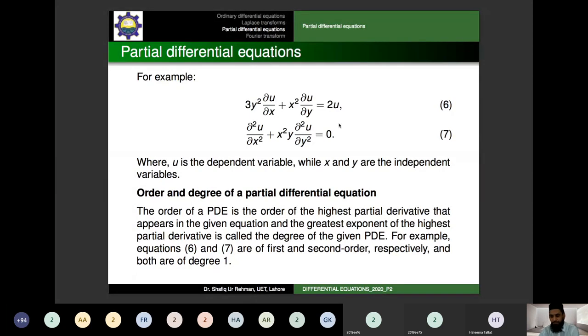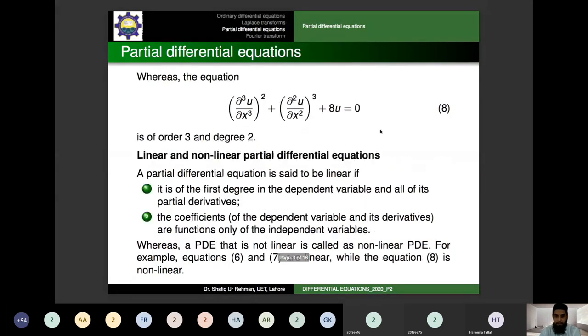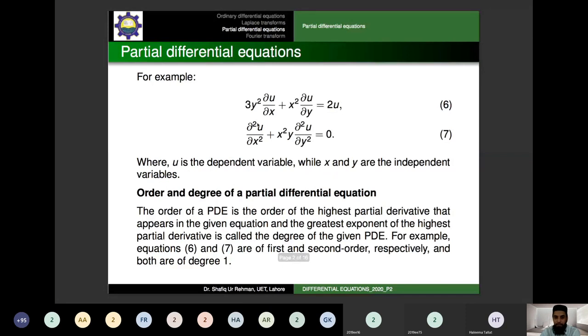Second property: the coefficients of the dependent variable and its derivatives are functions only of the independent variables. Yes, we see that the coefficients are there for each term. So yes, equations number 6 and 7 are examples of linear partial differential equations.